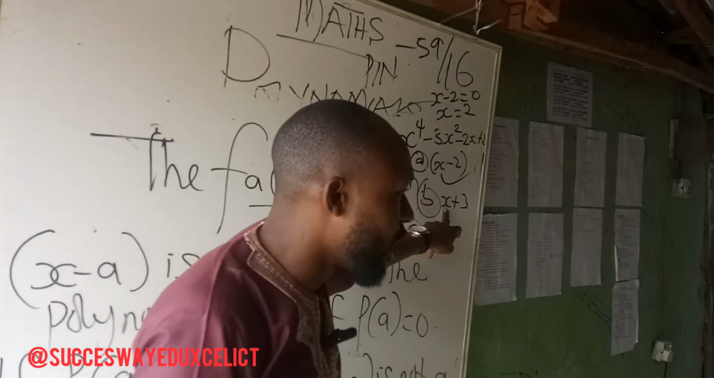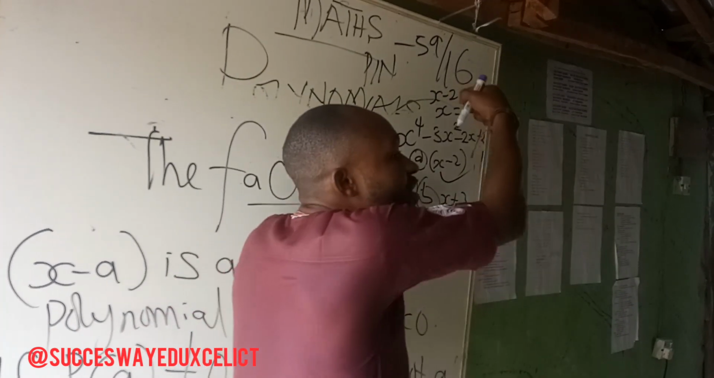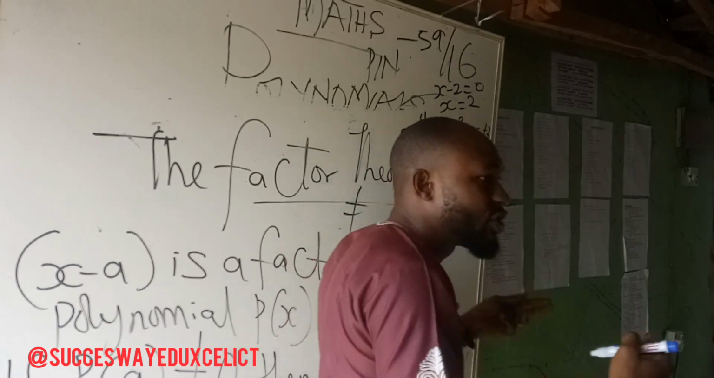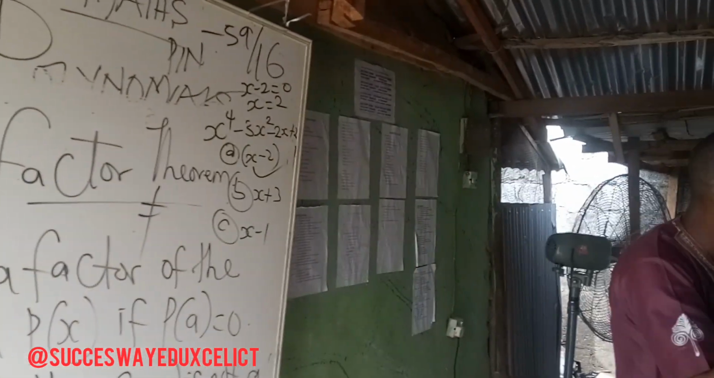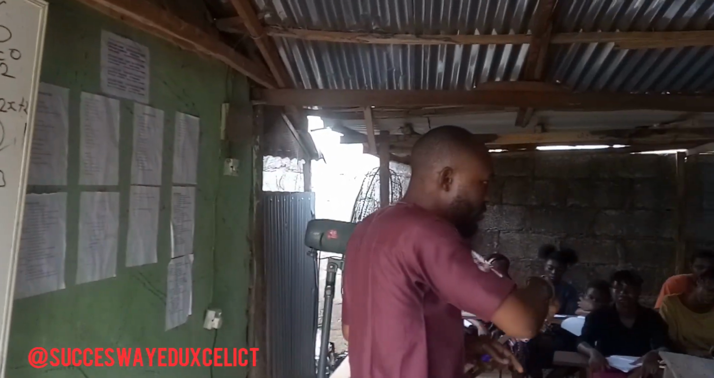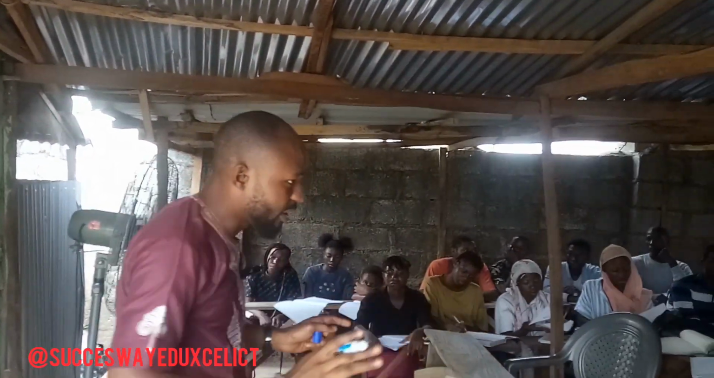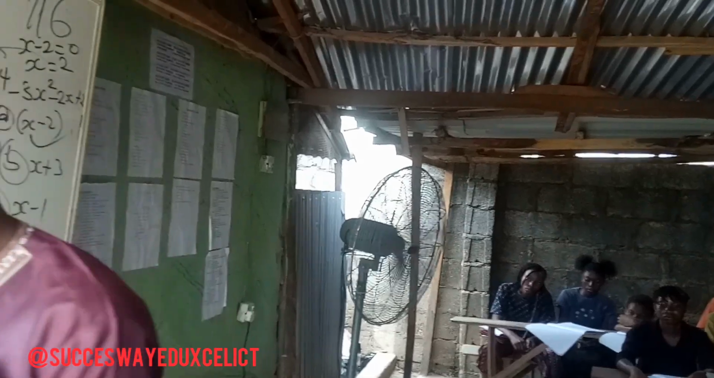You move down to the next one because you are looking for the factor. Sometimes you might be asked, which of these is not a factor? Which of these is a factor? Do you understand? Now let's look at the first question.